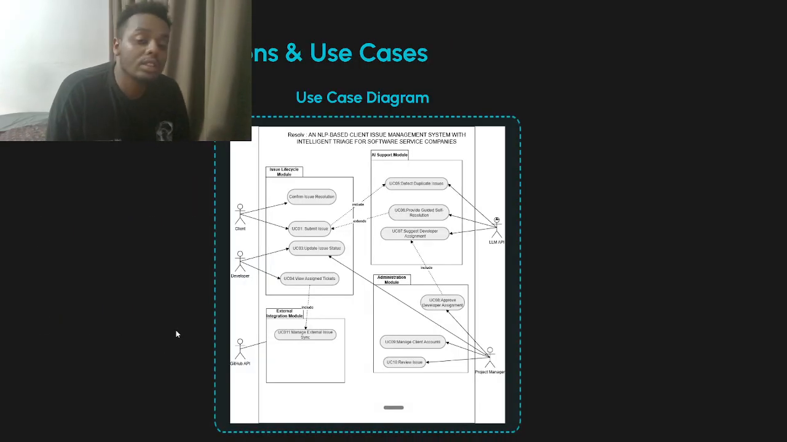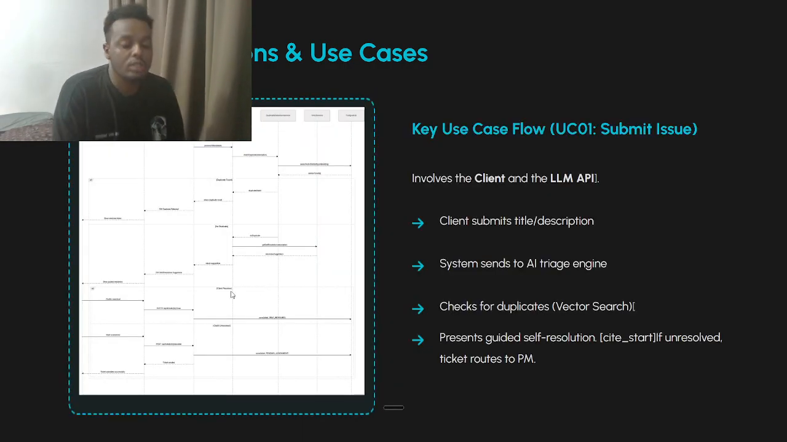So this is the use case diagram that I created. You can see the actors: the client, developers, GitHub API, LLM API, and project managers. GitHub and LLM are external actors. So what these actors do, I divided my use cases into 4 modules, which are the issue lifecycle module, AI support module, administration module, and external integration module, which each have their own specific use case description, sequence diagram, and activation diagram. So let's talk about one of the use cases, which is the first one, which is submit ticket.